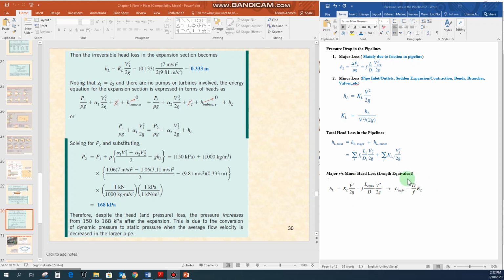This is very simple from the derivation point of view, and you can also get an idea of the head loss for the small component and the length of pipeline required to cause the same head loss. Okay, so maybe you can use this equation also. Thank you.